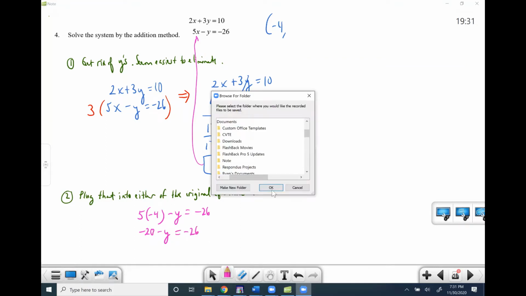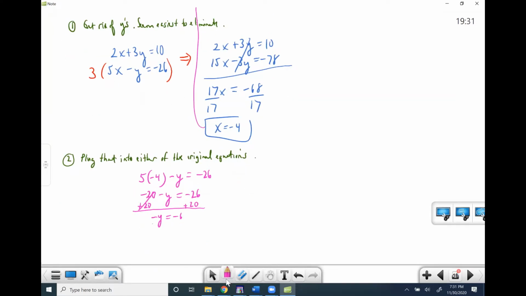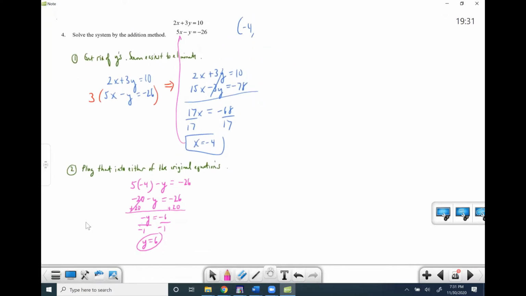Add 20. Divide by -1 to both sides, or multiply by -1, however you do it, and you got your y. And that's the same point we got on the last problem, so I'm confident that we did it right.